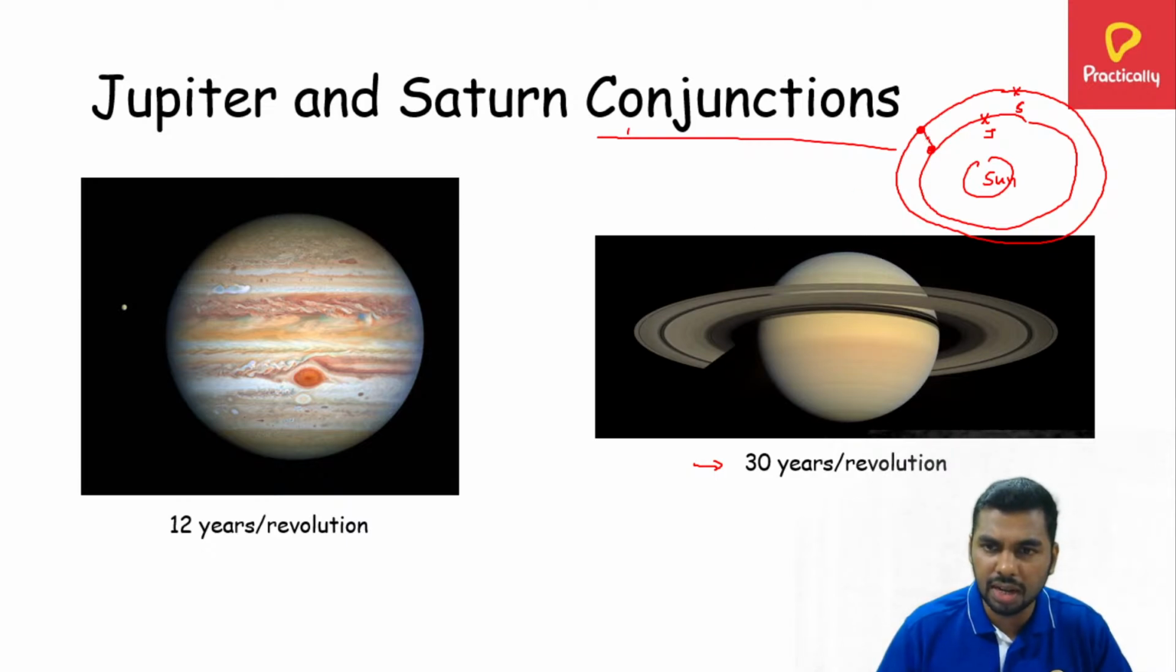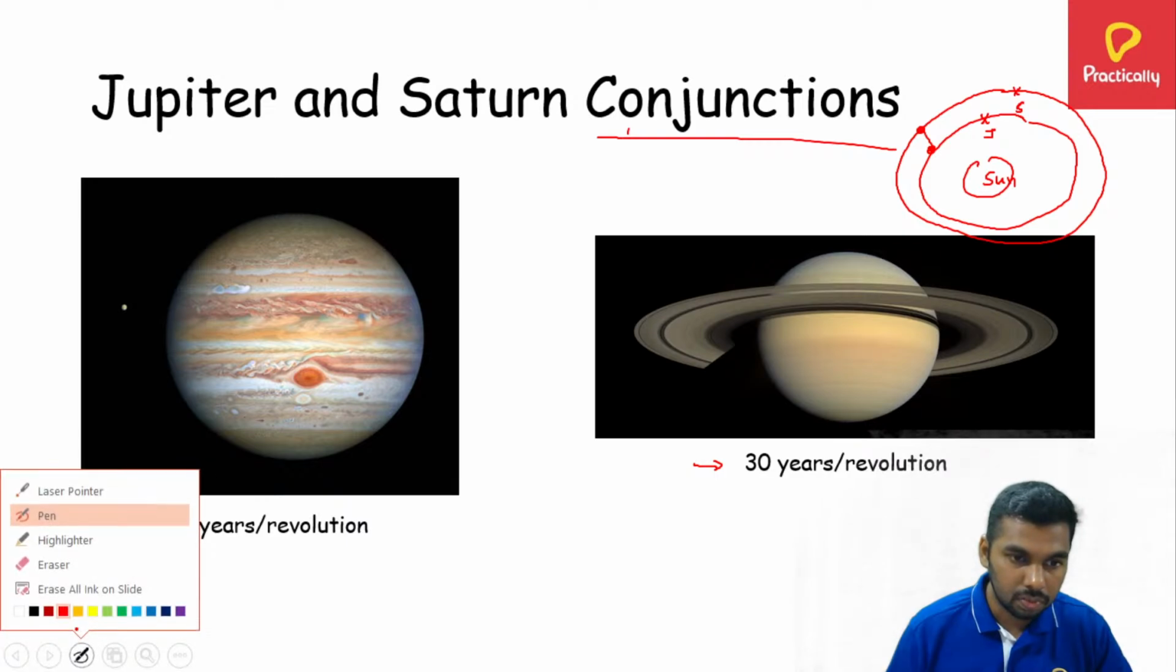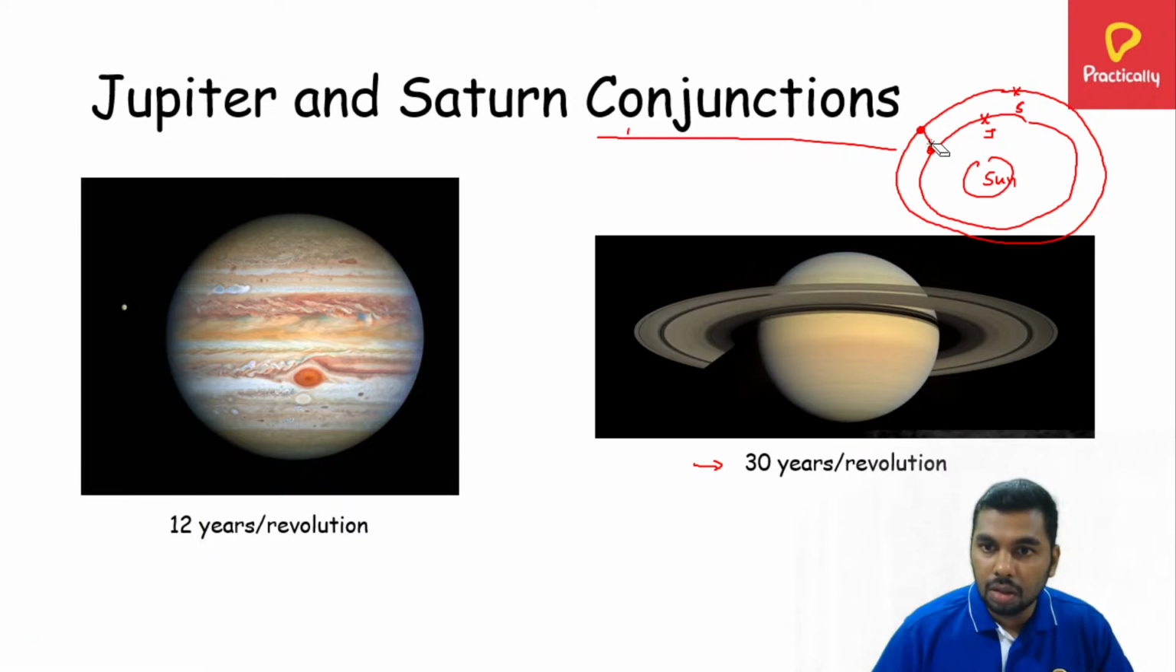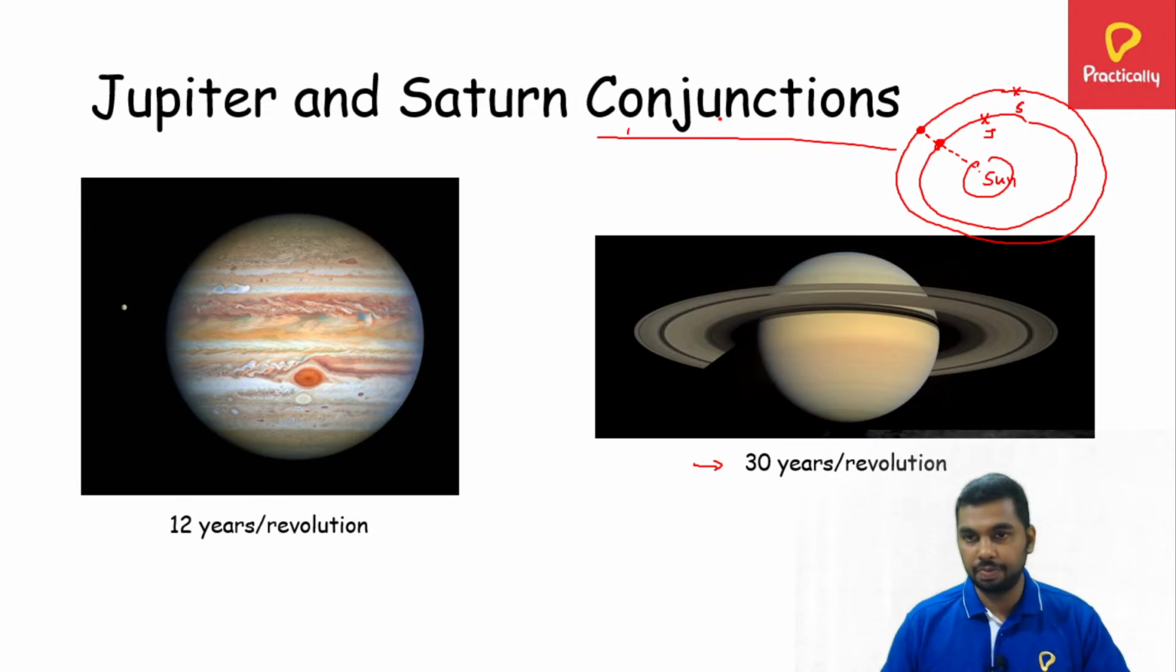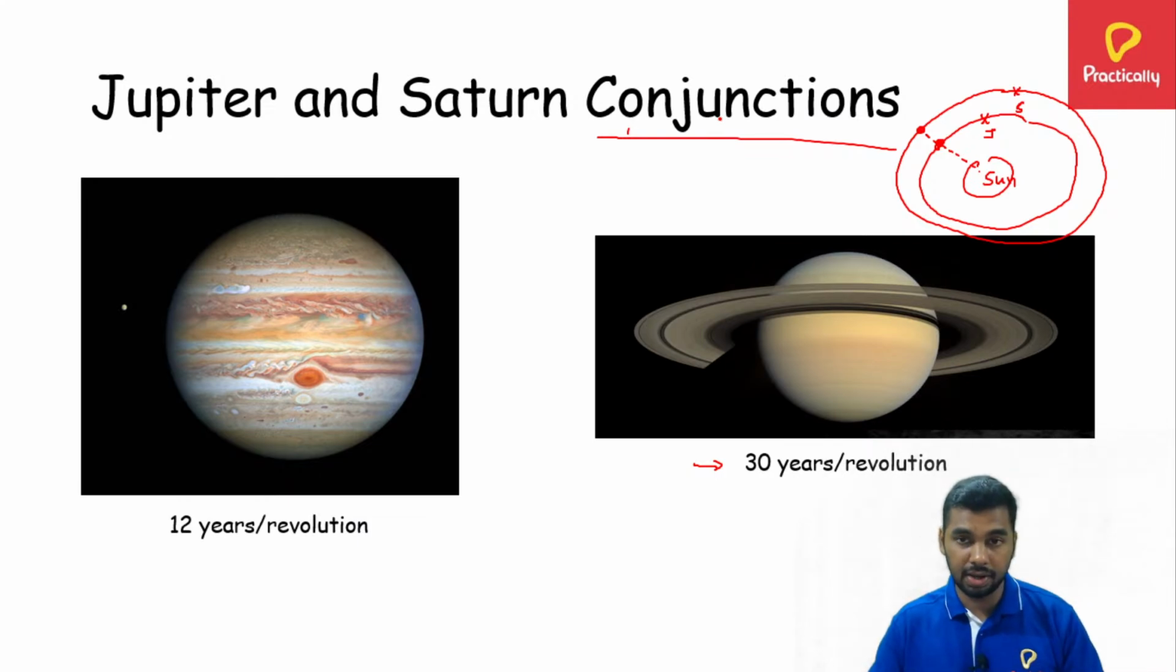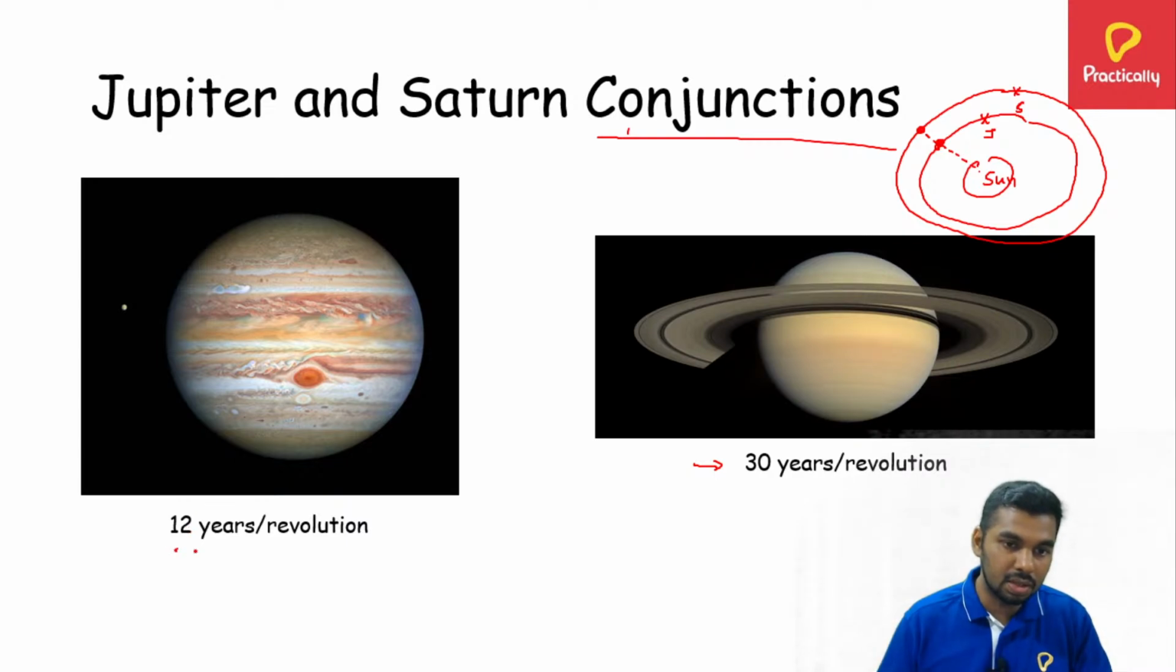Here I have slightly drawn it differently, so let me just use an eraser. Okay, let me redraw that. They will come in one straight line like this with the Sun. So this is what is called a conjunction. It's a kind of rare event, and I'll show you why it is rare, because of these numbers, these are very rare.